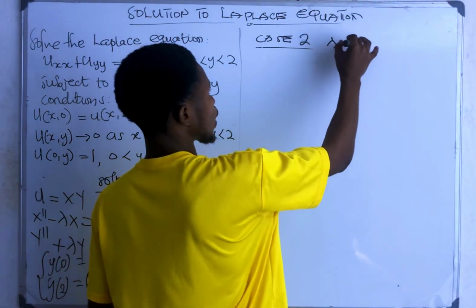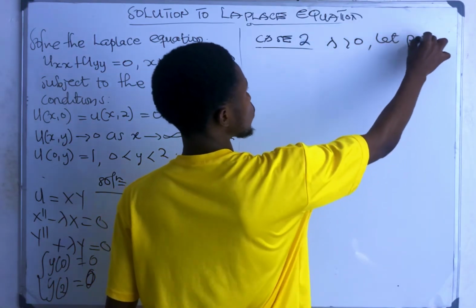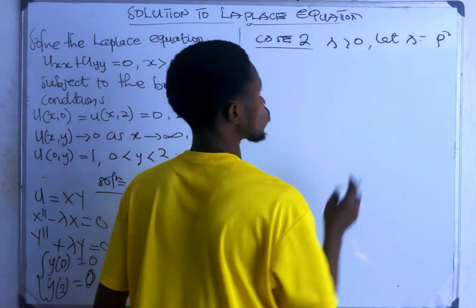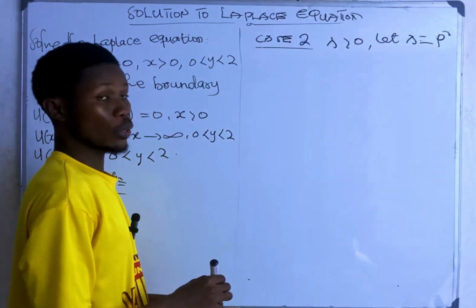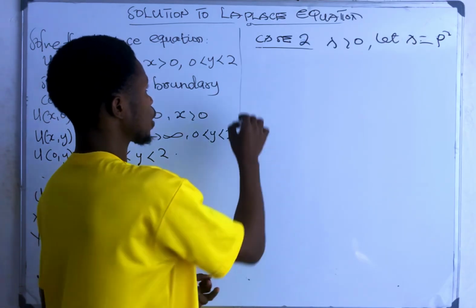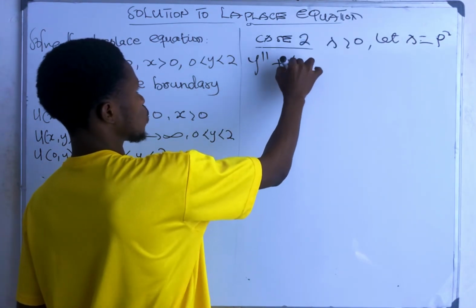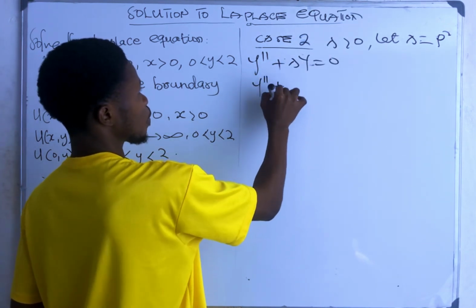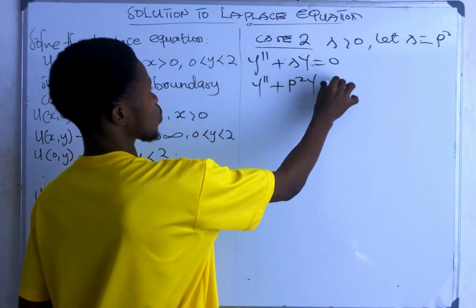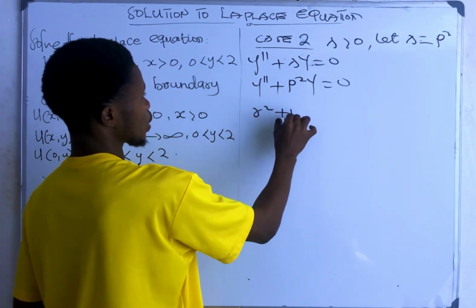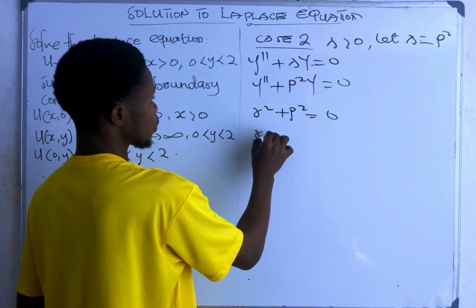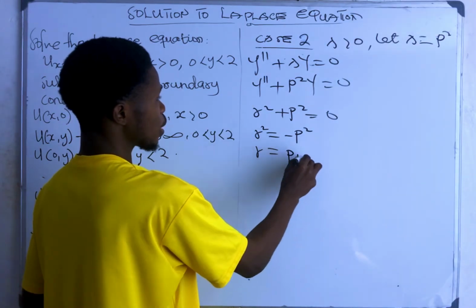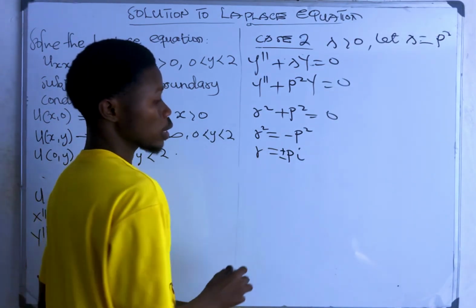When lambda is greater than 0, we say let lambda be equal to positive p squared, right? That is when lambda is greater than 0. So in this case, we have y prime prime plus lambda y equals 0. So y prime prime plus p squared y equals 0. So r squared plus p squared equals 0. So my r squared will be equal to negative p squared. So r will be plus or minus p i, right?